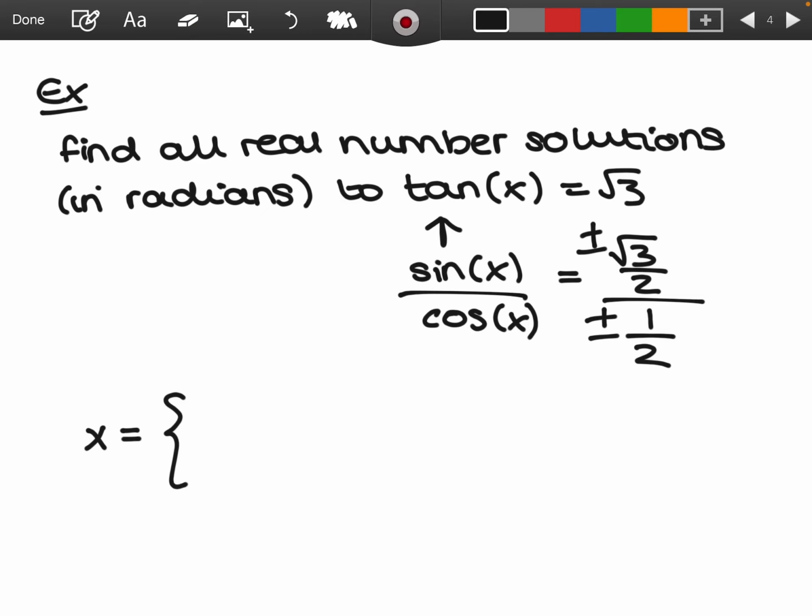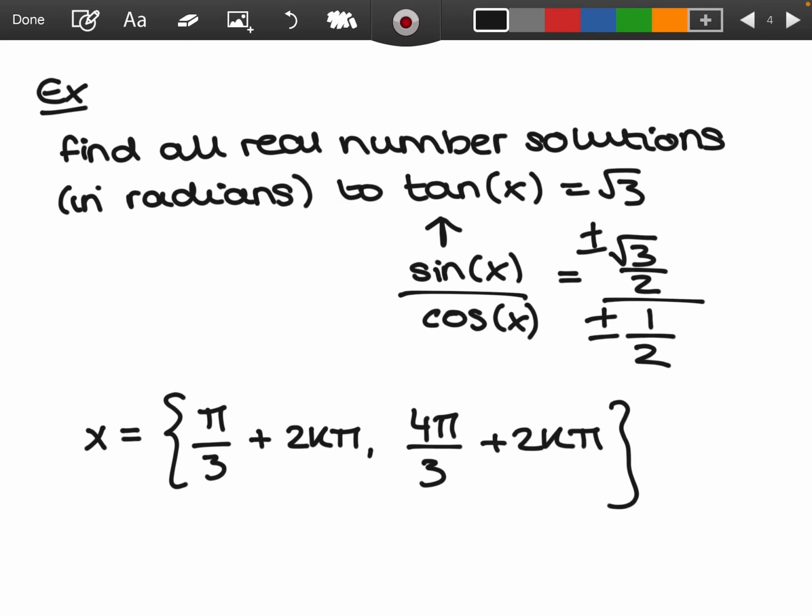And the values for which that is true would be pi over 3 and 4 pi over 3. And again, any angle that is coterminal to those angles also satisfies my equation.